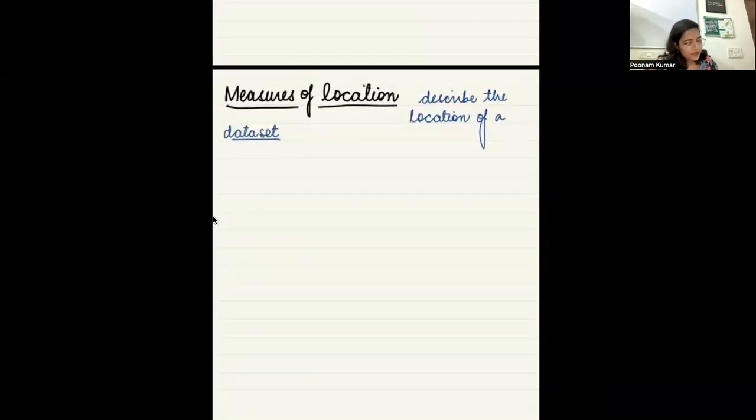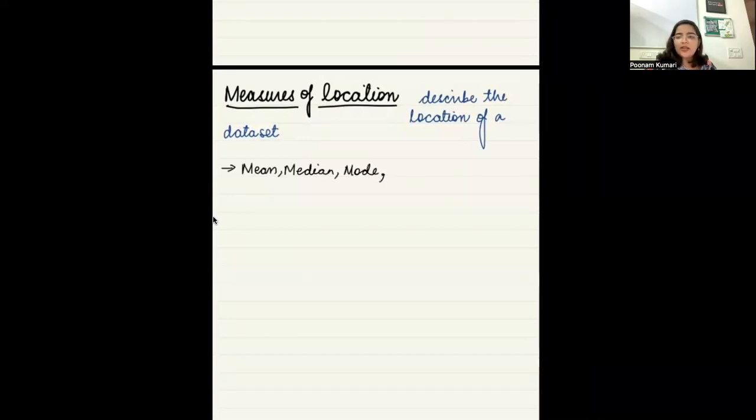All right. So what all measures do you know which tell you the location of your data? What are the different things that you have read so far? Mean, median, mode.